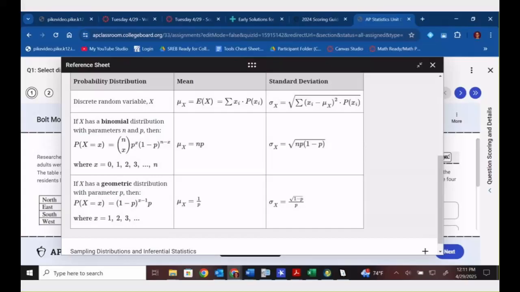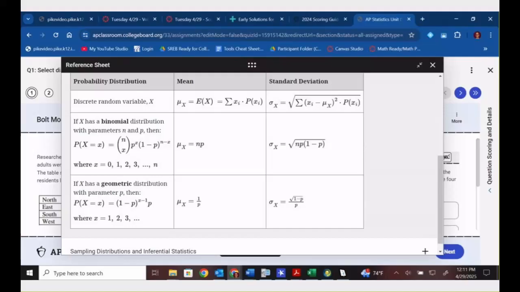If X has a binomial distribution with parameters n and p, then the probability that X is equal to some value is n over X. Remember, that's nCr. Do you guys remember how to get there on the calculator for the combination stuff? I will happily show you as we get closer to it, but you get there with the math button and then you arrow over to probability.